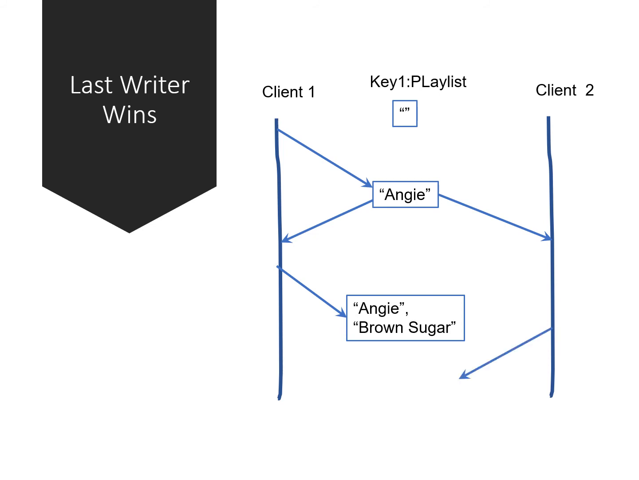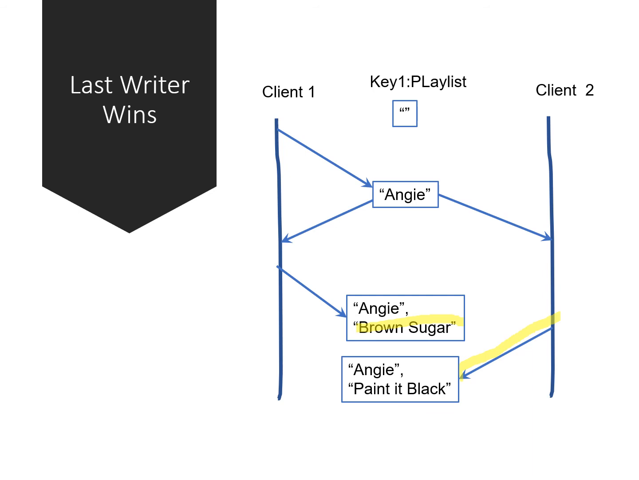And client 2 says, I think I'll deliberate for a bit, but I'm going to add Paint It Black and write this back as the latest value of the playlist. Now, last writer wins. This is the most current value, so it should be written as the value for this database key, for this playlist. But what happened to Brown Sugar? Client 1's pissed because their update to the playlist has disappeared. So we've lost an update.